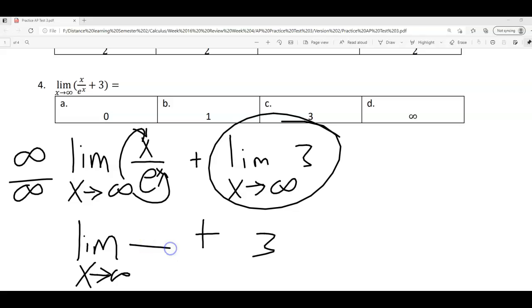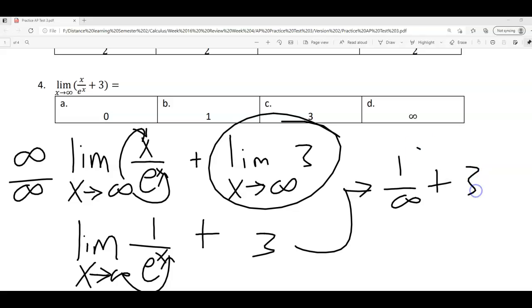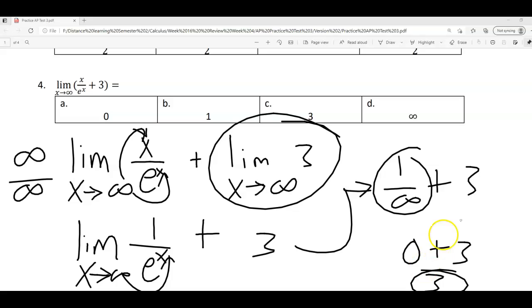The derivative of the top is 1, and the derivative of the bottom is e to the x. So plugging that in, we have 1 over infinity. 1 over infinity equals 0, and so 0 plus 3 is 3. Okay? And so that is for number 4. Let's go ahead and move on to the next one.